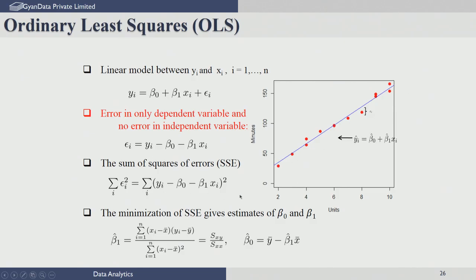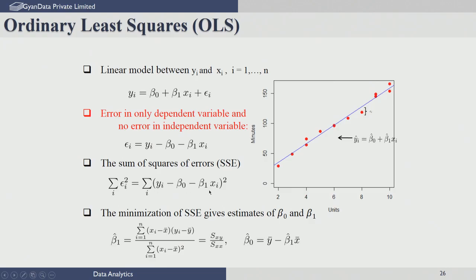Once you set up this formulation, whoever gives the best beta naught and beta 1 will have the minimum vertical distance of the points from that line. And this can now be done analytically. Instead of guessing beta naught and beta 1, I try to solve this optimization problem, which means find beta naught and beta 1 which minimize this. This is what is called an unconstrained optimization problem with two parameters.